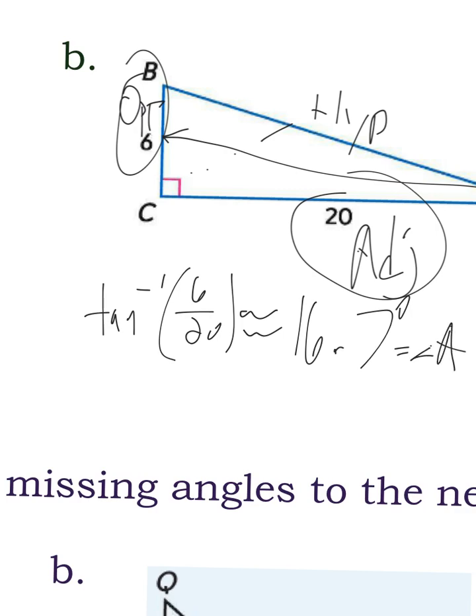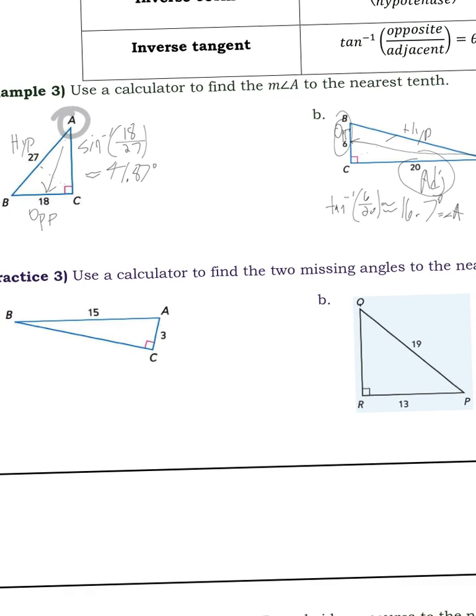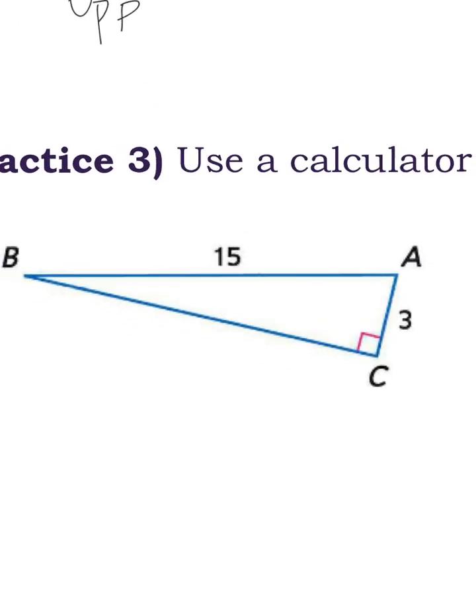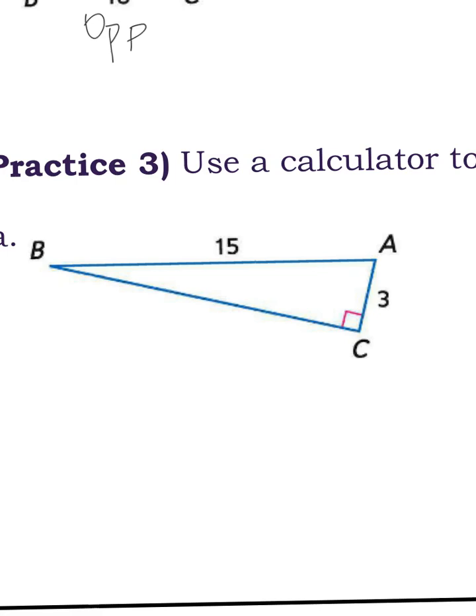That's all there is to it. I'll do a couple more examples. I'm going to find both the missing angles. So really I can start with whichever one I want, and I'll do trig for both of them, but you don't have to, and I'll explain it in a second.